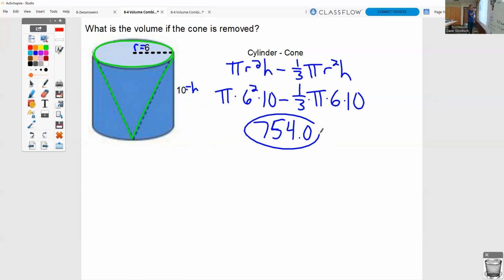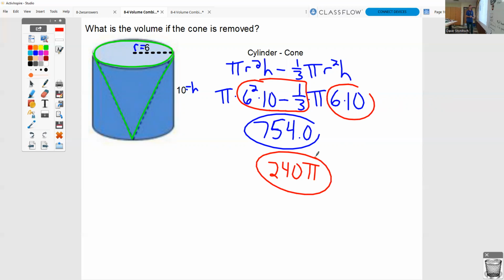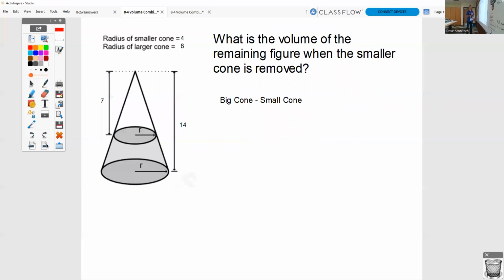754.0. If we had to leave it in terms of pi, you have to type in everything except for the pi symbol, and you would get 240 pi. So again, we're doing the bigger shape minus the smaller shape. In this case, it's the cylinder minus the cone because we're taking the cone out. This one is a little bit weird as well.